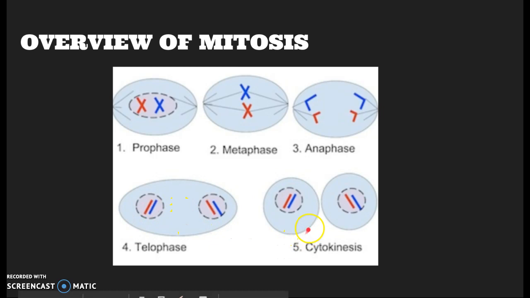And then during cytokinesis, which is here, a cleavage furrow is formed, which basically pinches a cell in two, so two new daughter cells can be created from the single parent cell. So you see how mitosis first started with one cell, and then at the end, now there are two cells.